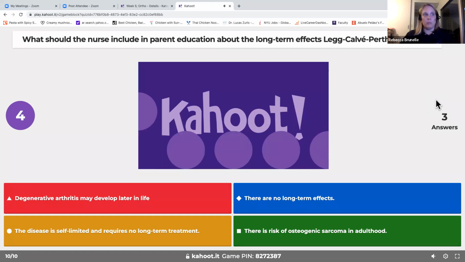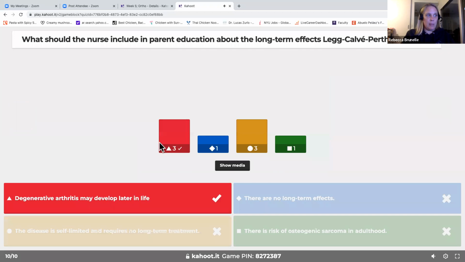Yeah, so very good. So this is the one where they can maybe potentially end up needing a joint replacement later in life. They can have degenerative arthritis. It is self-limited, but there is the possibility of a long-term complication. So that's why this is not the best answer.